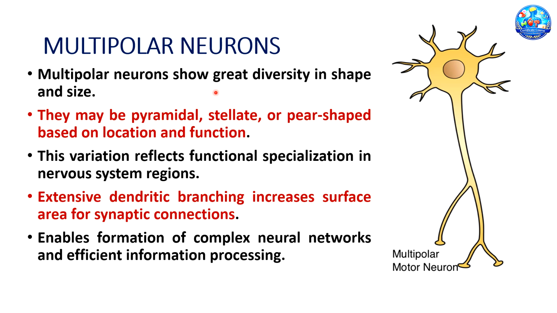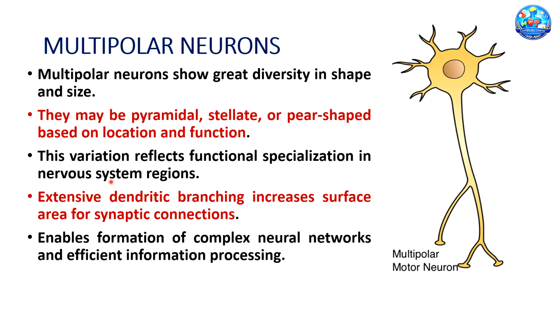Structurally, the multipolar neurons exhibit considerable diversity in shape as well as size. Some may appear pyramidal or stellate, that is star shaped, or pear shaped. Based upon their location, the shapes vary. For example, stellate is star shaped, allowing multiple connections in different directions. So the shape varies based upon the location.